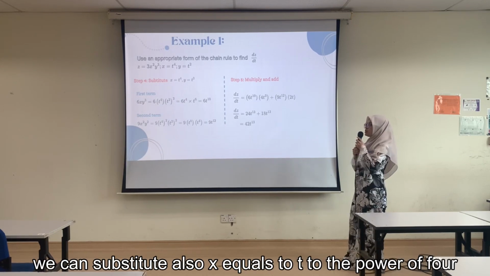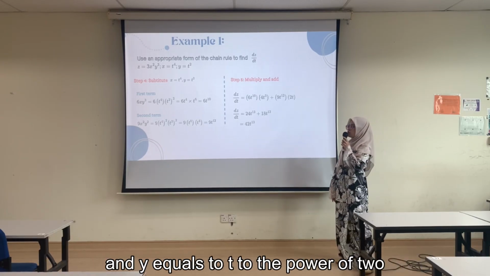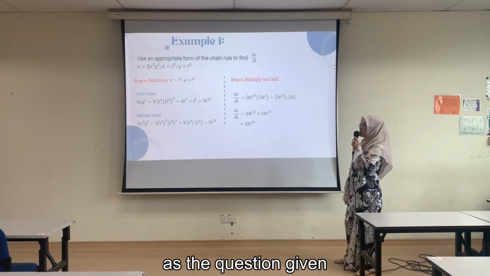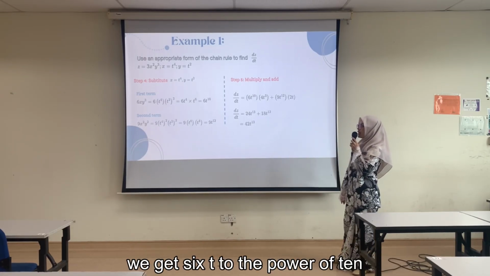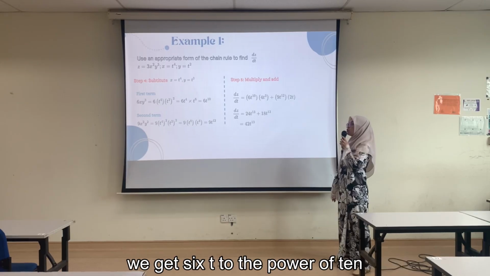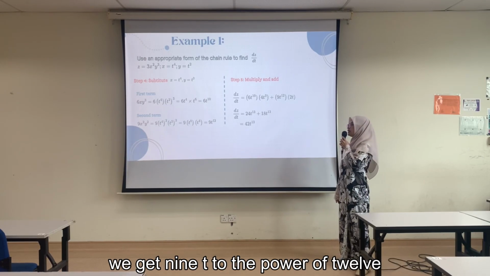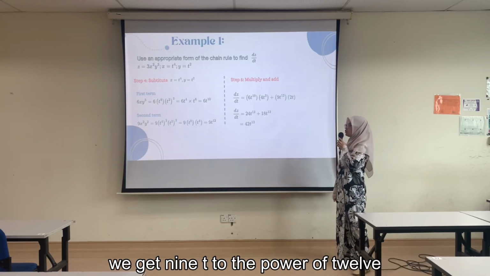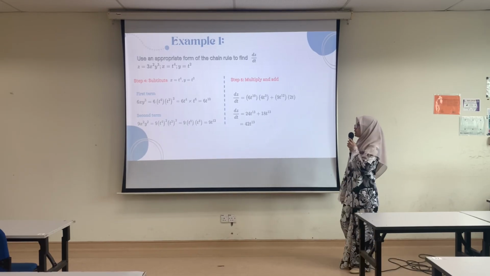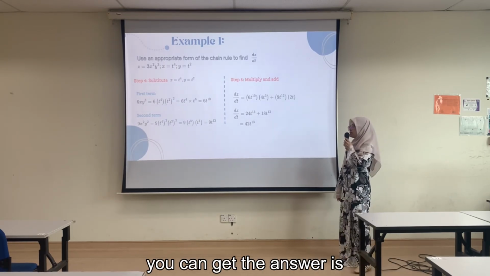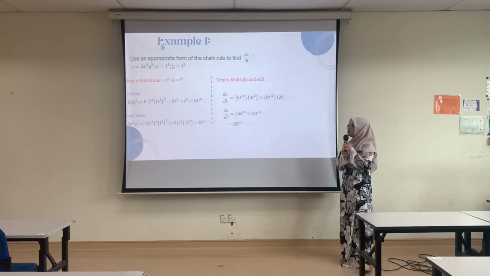Then we can substitute also x equals t to the power of 4 and y equals t to the power of 2 as the question given. For the first term, we get 6t to the power of 10, and also second term we get 9t to the power of 12. Then we multiply and add into the formula. You can get the answer is 42t to the power of 30.